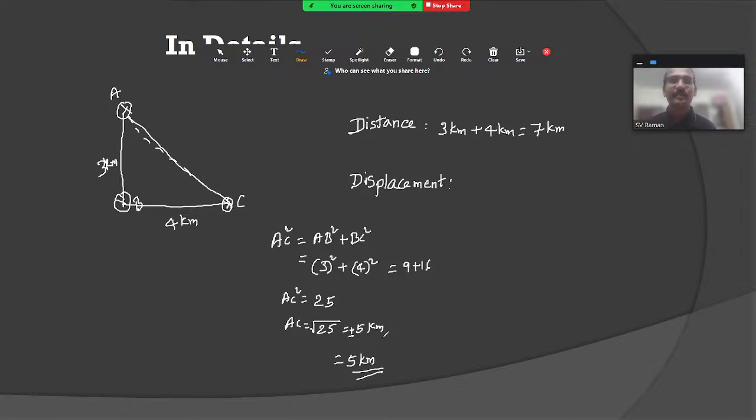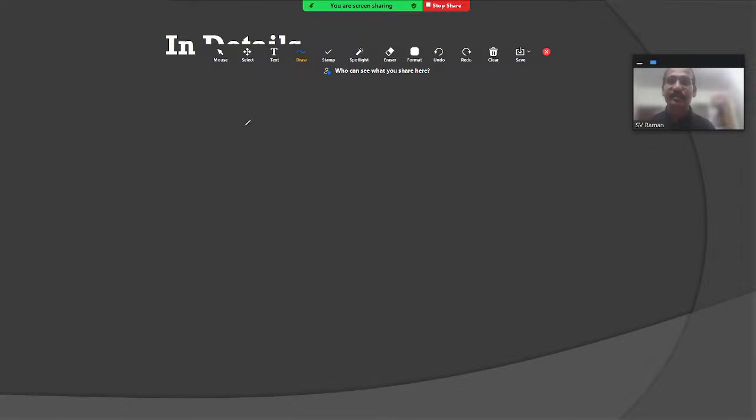Alright. Next kind of question. The student, let's say he joined at point A. He made one circle, a circle with radius R. Now what is his distance and displacement? Very simple question. The student started at point A, made one circle with radius R, and reached the same point.